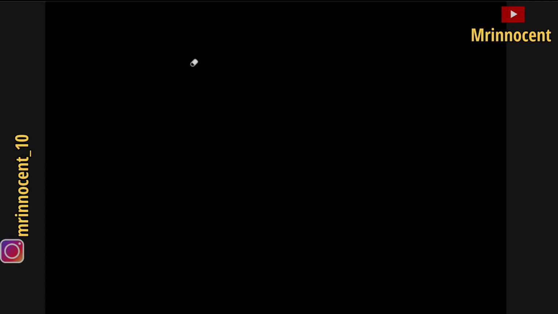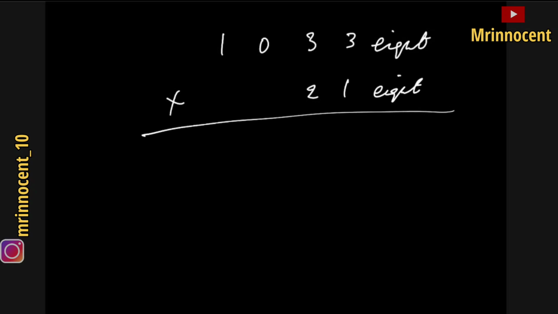Let's look at more examples. You have 1 0 3 3 in base 8 multiplied by 2 1 in base 8. 1 times 3 is 3. 1 times 3 is 3. 1 times 0 is 0. 1 times 1 is 1.